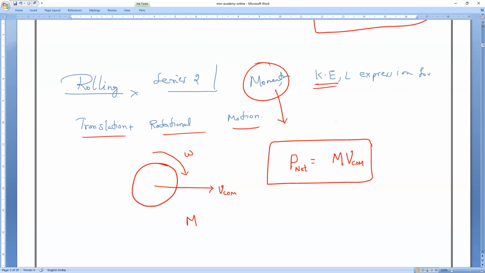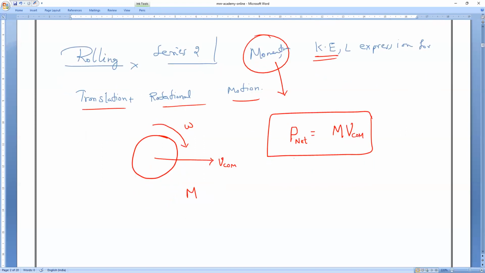Okay. So let's start now, everybody. Observe very carefully. The net momentum of a particle of an entire system is equal to the mass of the body times the velocity of the body at the center of mass. That is the formula. So we are going to derive this formula now. Whenever I say P net, what do you mean by P net? It is with respect to what? With respect to ground, we have to take it.